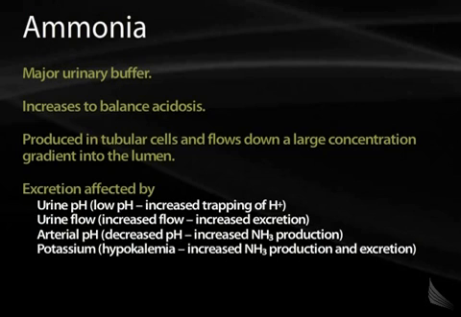Finally, serum potassium has an effect on ammonium production and excretion. Hypokalemia, by creating an intracellular alkalosis, stimulates ammoniogenesis. Ammoniogenesis then leads to ammonium production and increased net acid excretion. Hyperkalemia has the opposite effect.